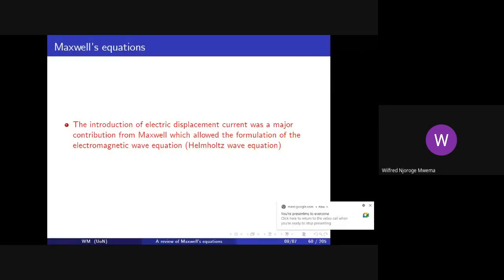So last time, that is yesterday, we stopped at Maxwell's equations and we were talking about the contribution from Maxwell, and that was the introduction of a component in the current density coming from the displacement current. And this contributed to the wave equation that is used to study electrodynamic effects in nature.